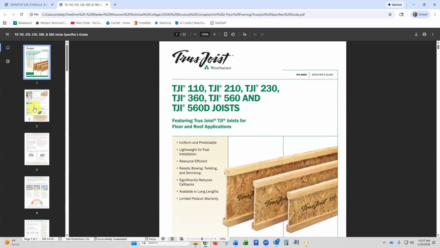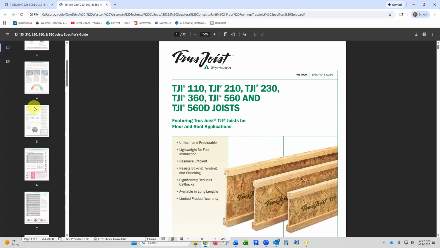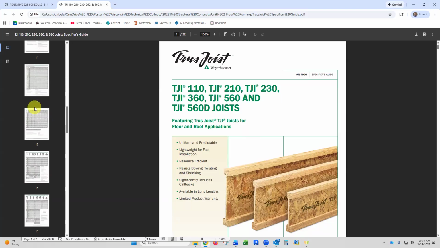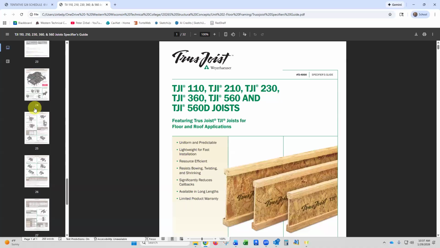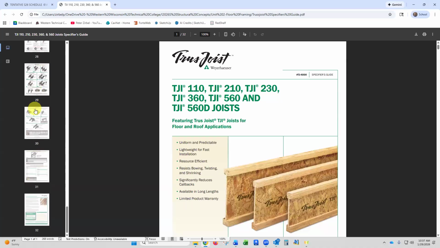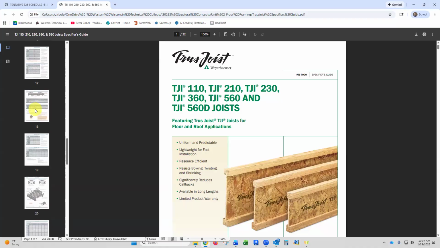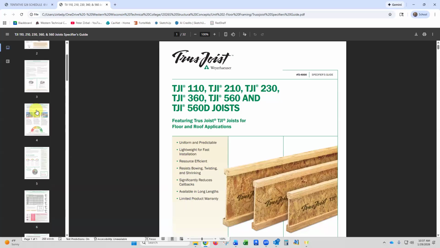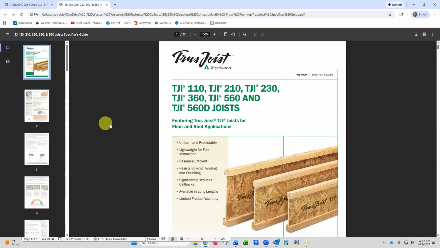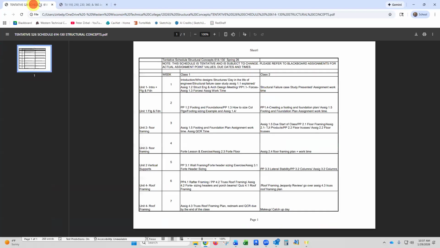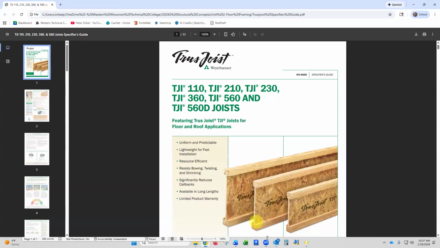Okay, so we need to learn how to read manufacturer's product literature. So this is the product literature for TJIs. I said J at least. Okay, so I want you, you don't have to read every word, but I want you to become familiar with this, and then I want you to answer the following questions. And we're going to show you an example.